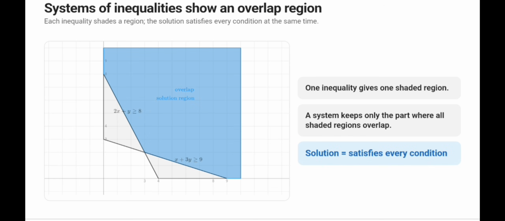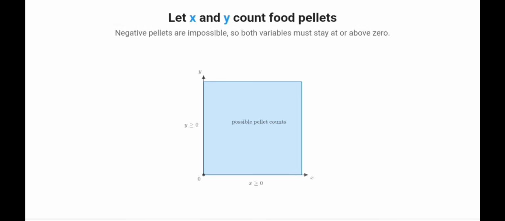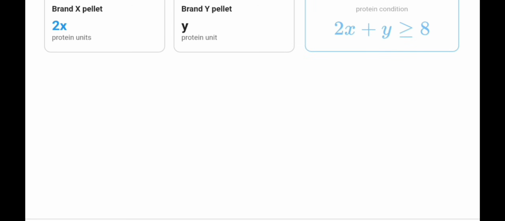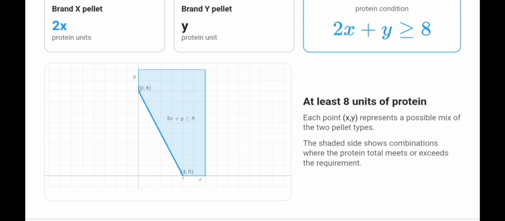Systems of linear inequalities extend this range idea to a coordinate graph, where each inequality describes a region and the solution is the overlap that satisfies every condition at the same time. In a diet planning situation, let x represent the number of one type of food pellets and y represent the number of another type of pellets. So x and y must both be greater than or equal to 0 because negative pellets are impossible.